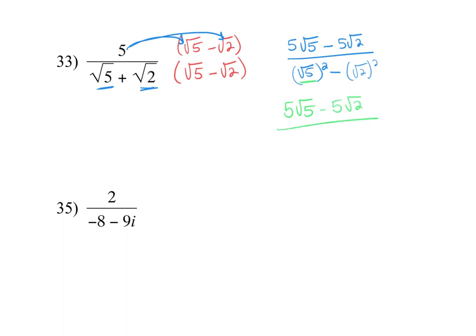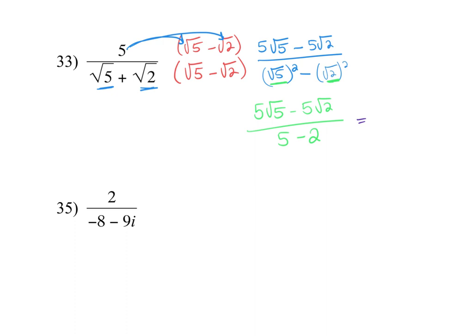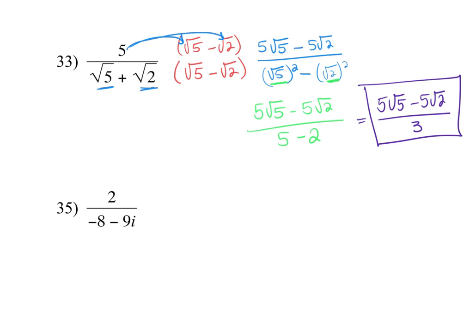Denominator, though, I'm squaring a square root, I get what is inside. And then I can actually subtract there. So my final answer for this one is going to end up being 5 square root of 5 minus 5 square root of 2 over 3. I cannot simplify that anymore. I will just leave it.